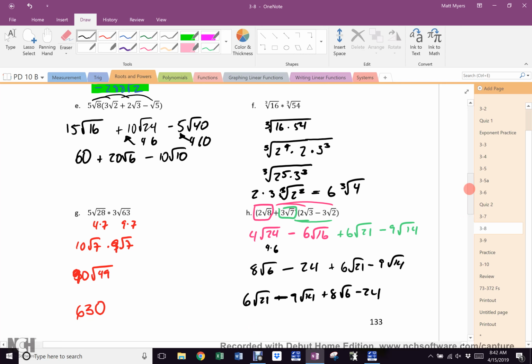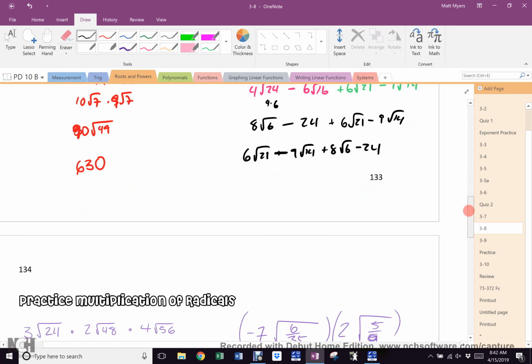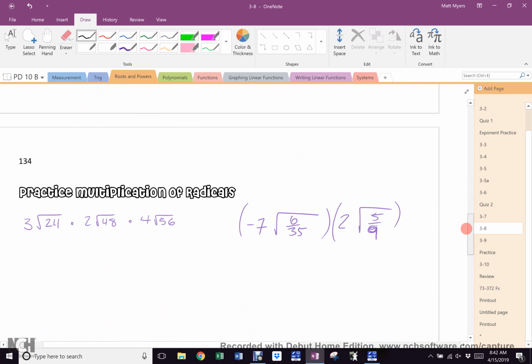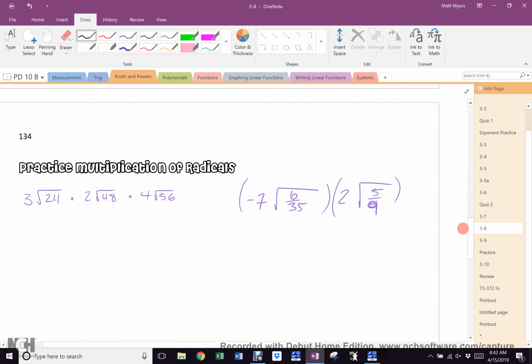Okay. Let's practice a little. Turn the page over. You have a blank page there. There are 2 questions. Try them.